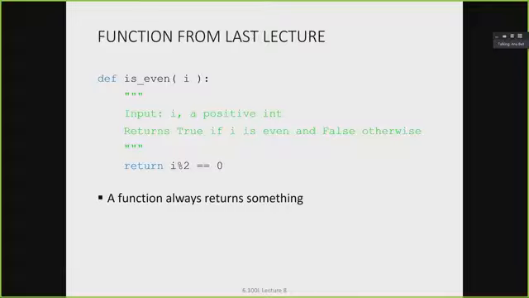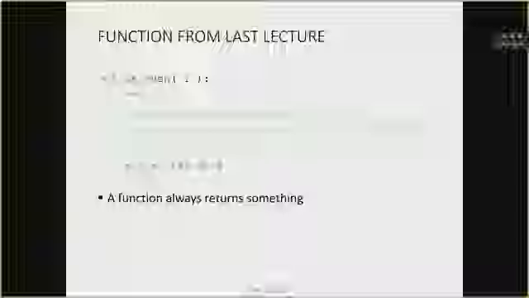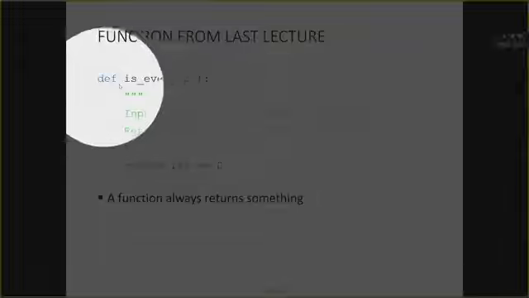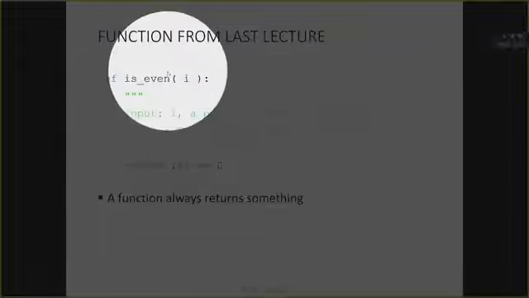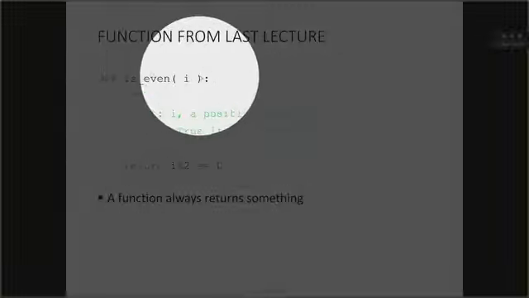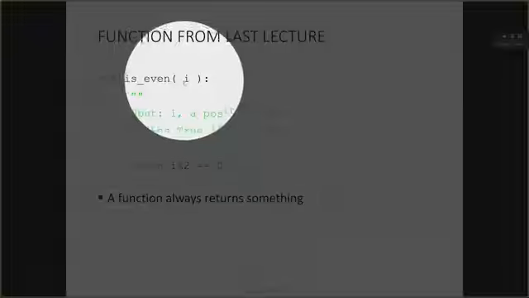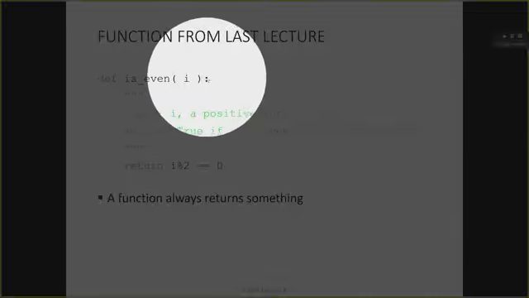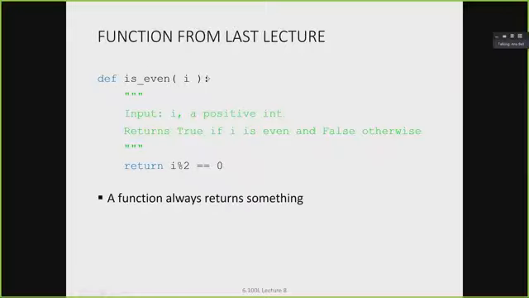So let's recall the example we talked about last lecture. We created this function isEven. The syntax for creating a function is basically the keyword def tells Python we're defining a function. We decide what name to give our function. Parentheses tell Python that in here we're going to name all the arguments, all the inputs to the function. The colon starts the body of the function.